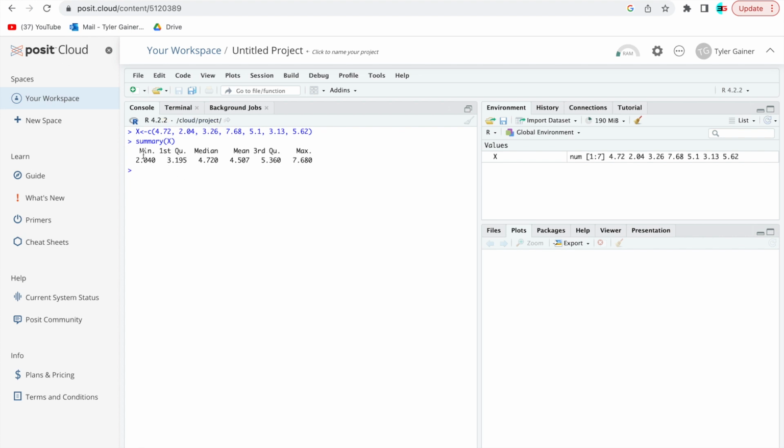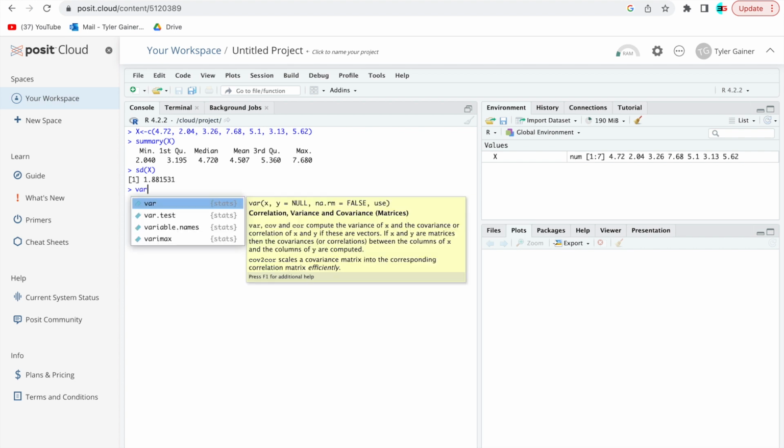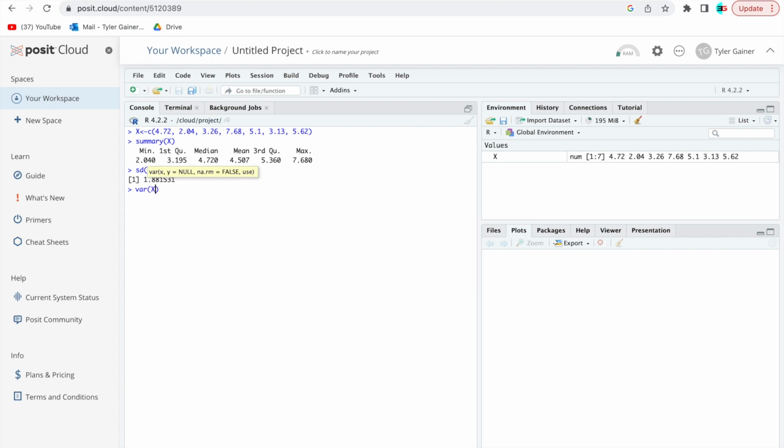So if we want to know about X, we would say summary of big X, and then it tells us our minimum value, our maximum value, our mean, our median, and then our first quartile, third quartile. And there's a couple other things we can do. We can say the standard deviation would be SD of X, and the variance would be VAR of X. All right, so that's to learn about the statistics of that variable.